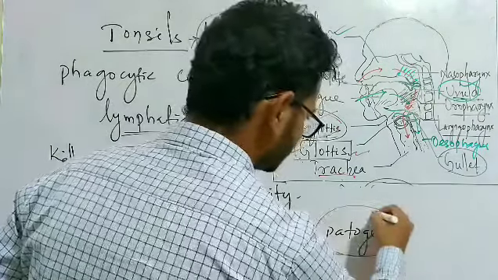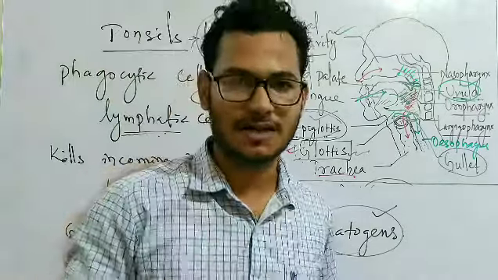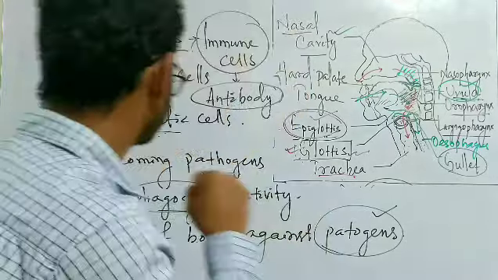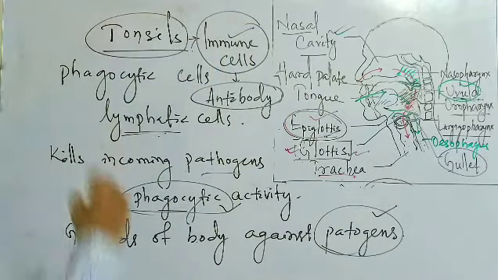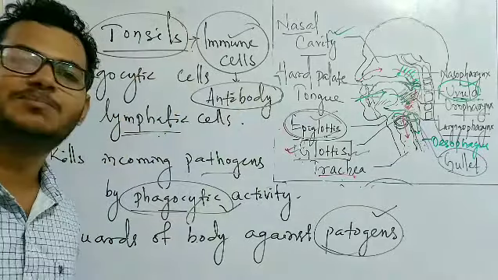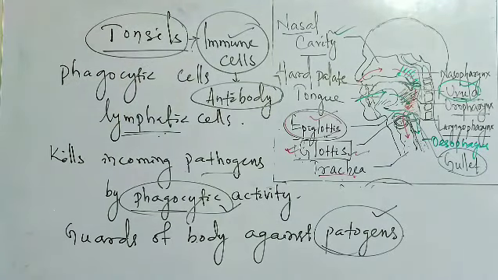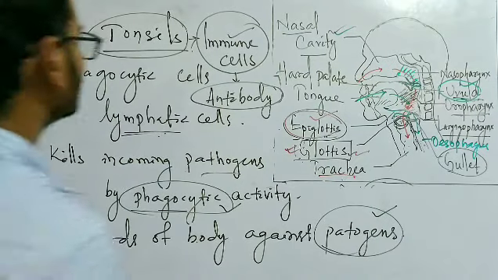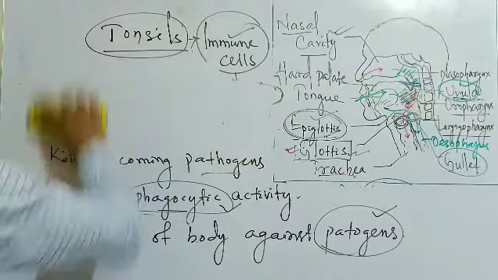So the pathogens that attack our body through the nose and mouth are killed or captured by the immune cells of the tonsils, and they kill them, inactivate them, and save our body from the attack of different pathogens or harmful bacteria. Clear? Now we will go to the important term, the arrangement of the tonsils or the immune cells.